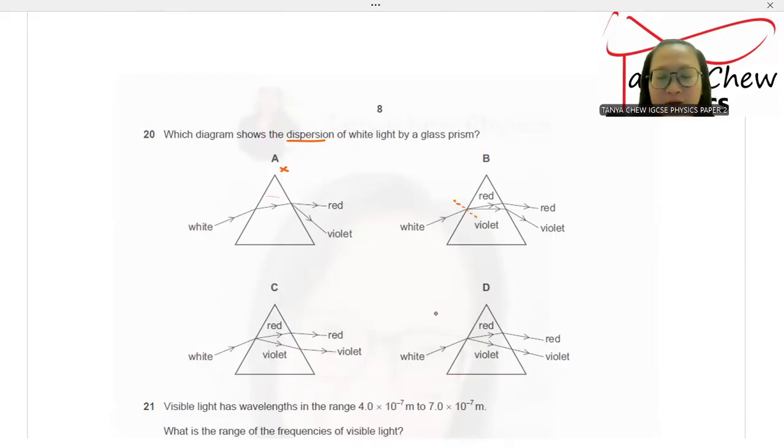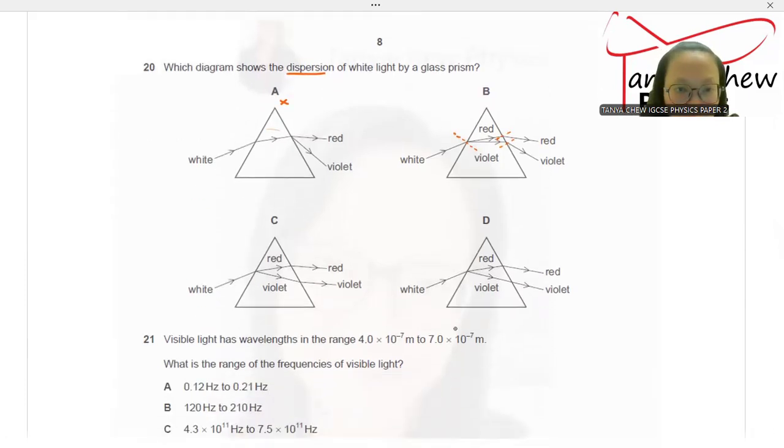Lesser diffraction as compared to violet ray. Now, after coming out from the prism, red light will have smaller refraction as compared to the violet. Violet will refract even more, will be bent even more. So what about C? C seems to be violet going up and red going up and violet going down. But you see, it seems like the red light is being refracted, right? It seems like violet ray is not being refracted a lot. So C is not so correct.